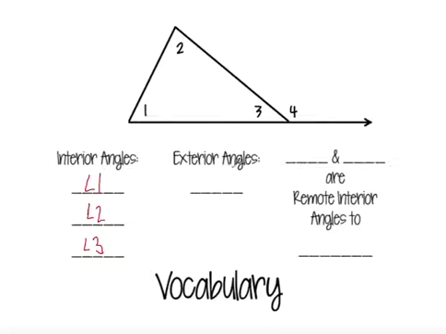My exterior angles are my angles that are outside the triangle. And so the only exterior angle I've got on this diagram is angle 4. And then blank and blank are my remote interior angles to my exterior angle. So my exterior angle is angle 4. And my two interior angles that are away from angle 4 would be angle 1 and angle 2.